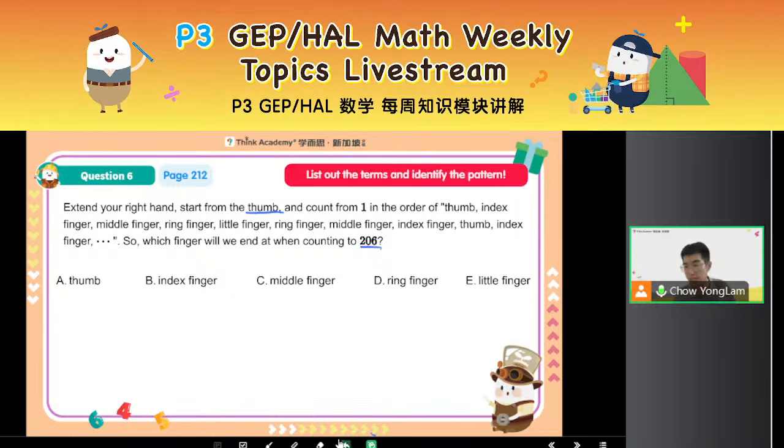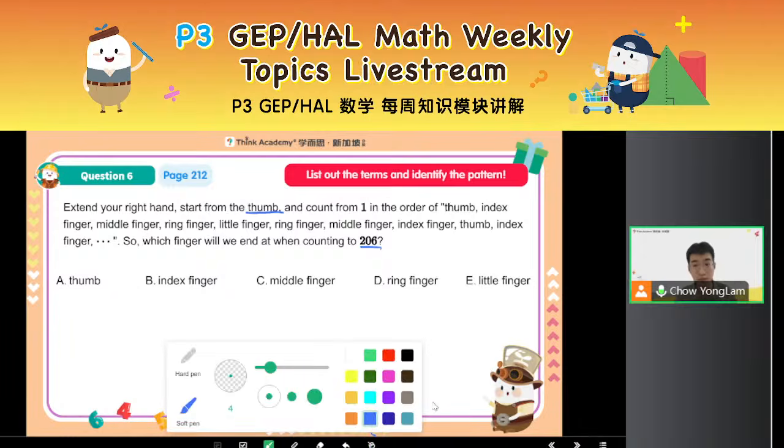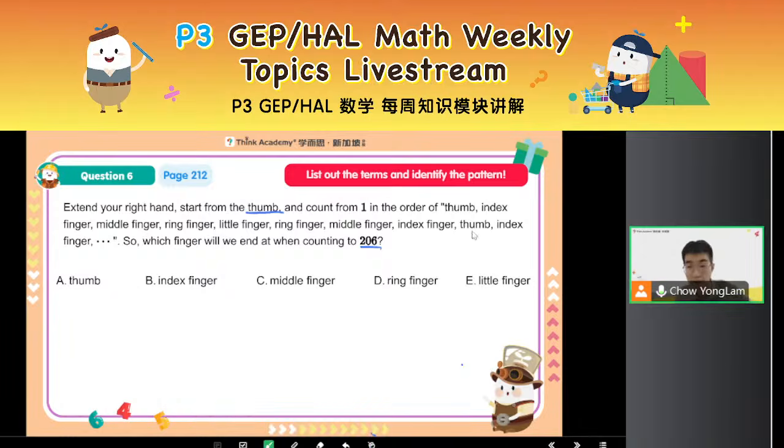Now, I have guided a lot of students in this question. For some reason, they always get stuck at finding the pattern, especially when the question is longer. So my advice is, if you're really not sure where's the pattern, count your fingers while you list the terms one by one, right? So let's follow the order. I'll just write the first letter: thumb, index, middle, ring, little, ring, middle, index, thumb, index.